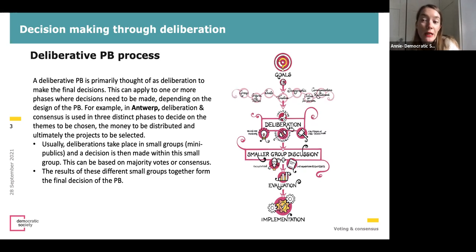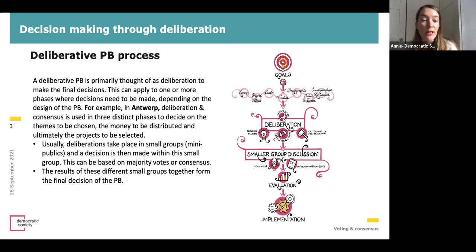So they used deliberation and consensus in 3 of their phases to decide on themes to be chosen, the money to be distributed, and then ultimately the final projects to be selected. So sometimes projects, when they're selected, that could be a final vote. But what they did was they used consensus and deliberation to get to that end result.